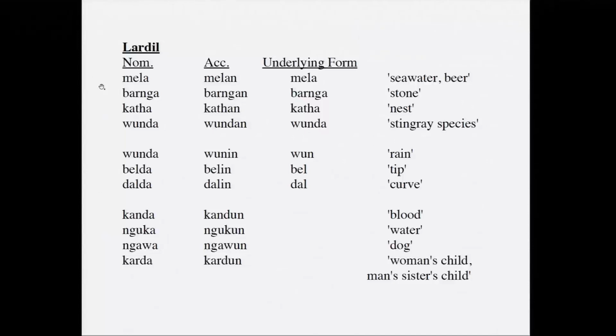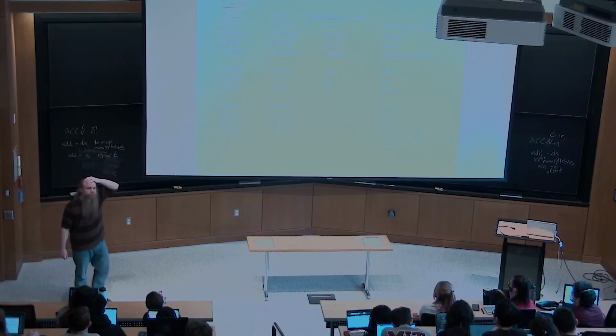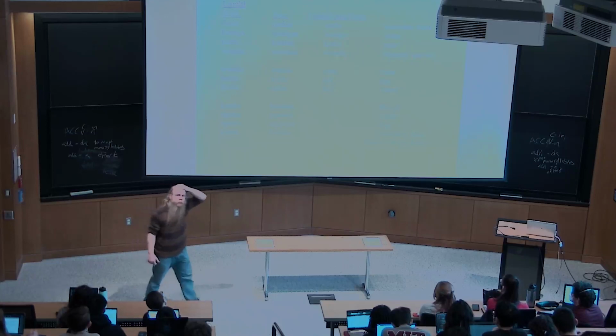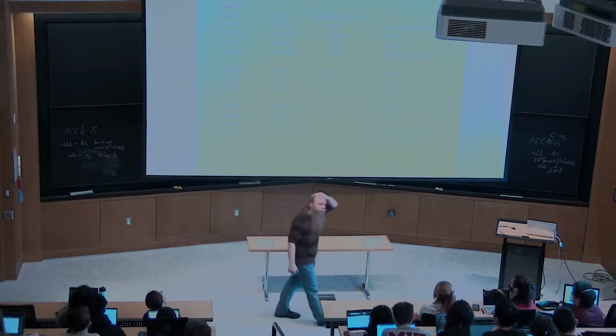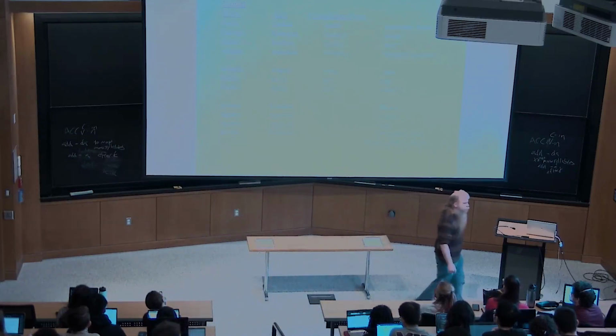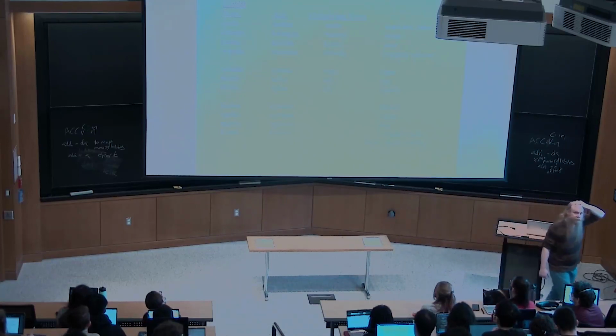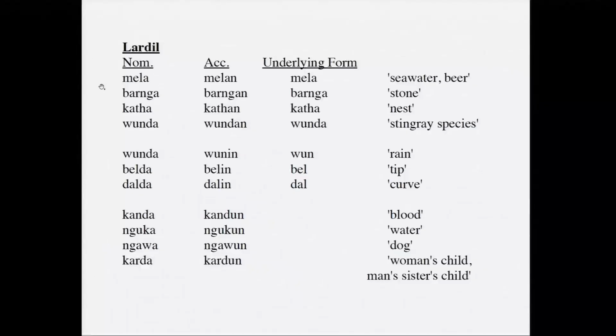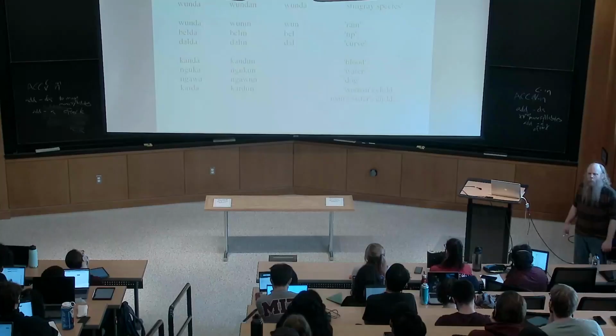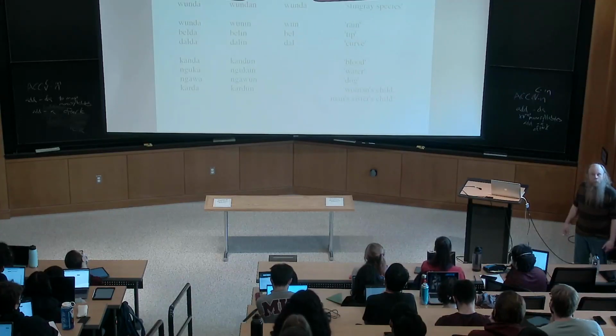So the accusative of kanda is kandun, which it shouldn't be, right? It should be kandan if it were going to be anything. We have a rule that adds da. Do we want the underlying form to be kan? No, right? If the underlying form were kan, what would the accusative be? Kanin, and it's not, it's kandun. So we need another rule. What's the new rule going to say?